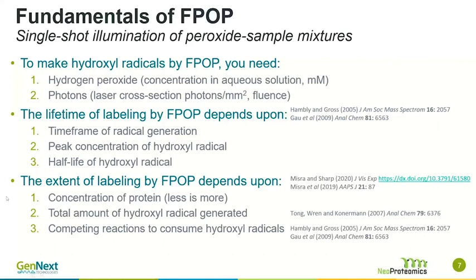And then finally, you need to think about the extent of labeling of FPOP. And the extent of labeling, or the number of oxidation events you get per protein molecule on average, depends largely on 3 things. The concentration of the protein analyte itself, the total amount of hydroxyl radical that you generate during the process, and then what competing reactions you have in solution that are consuming hydroxyl radicals other than the reaction of the hydroxyl radical with your analyte protein. And we're going to go over each of these steps as we describe the FPOP process and talk about some of the features and the problems that people typically run into.